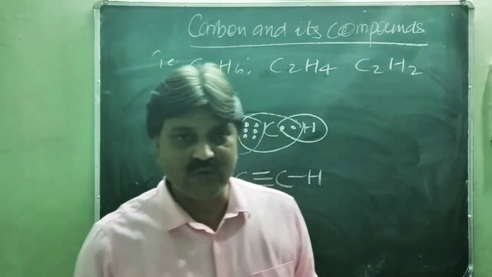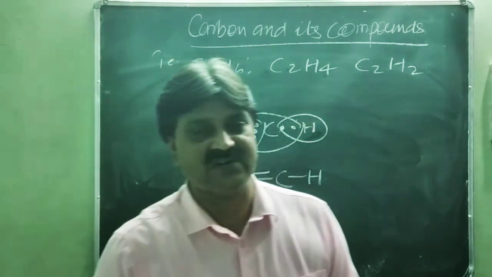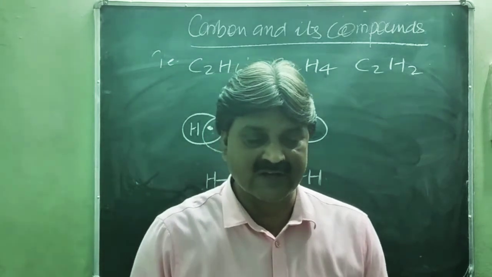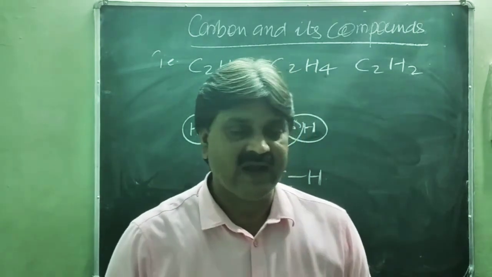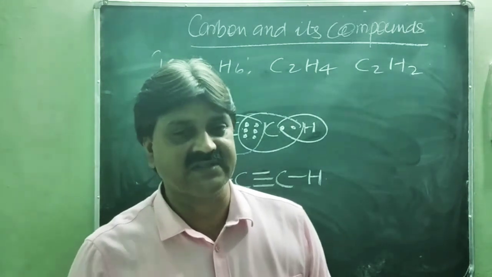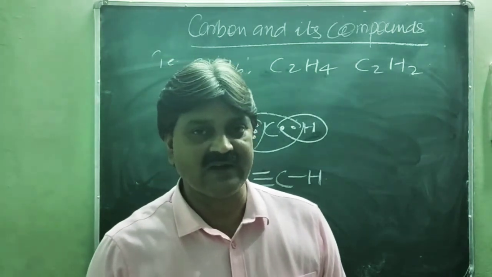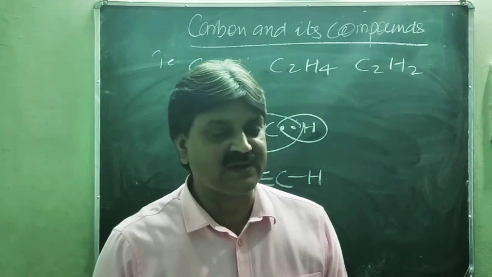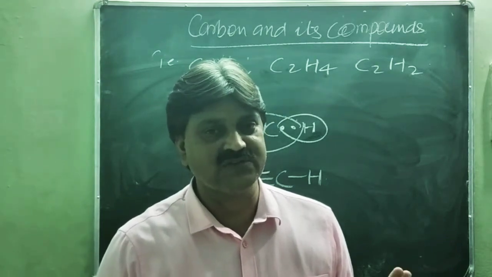So whenever you are going to write the electronic dot structure, first of all write the electronic dot structure of each atom, and then find out the number of electrons required for achieving the stable structure of the central atom, and now share the number of electrons with the associated atoms.